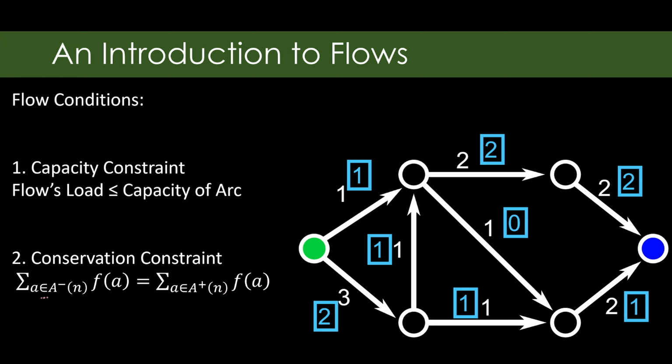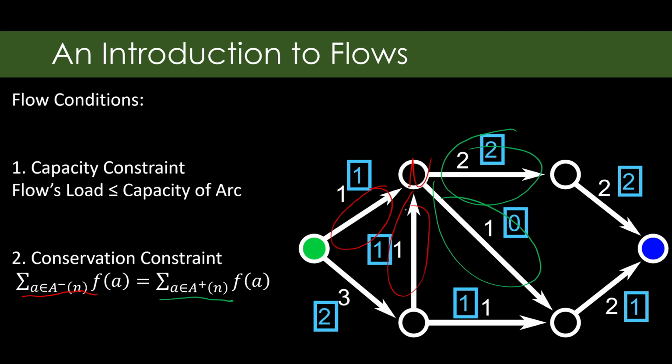Now, what about these? Well, A minus of n is all the arcs that go into it. So if I say this is my node, this is n, then these ones are in A minus, and these ones are in A plus. So what it's saying is, look at all of the arcs in A minus of this node and all of the arcs in A plus of this node, and make sure they're the same.